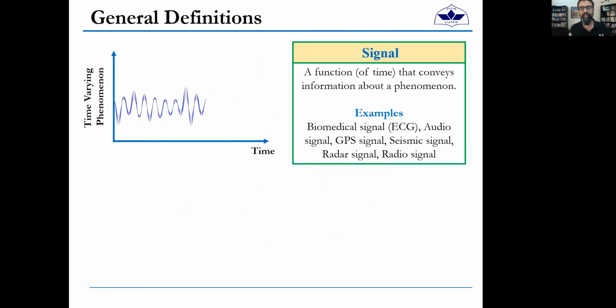So signal, very, very roughly speaking, I think this is maybe from Wikipedia, is a function of time that conveys information about some physical phenomena, right? So the ECG signal that you saw, that's a signal because it conveys some physical information, or a physical phenomenon, as a function of time, right? The speech is a signal, as you saw earlier.